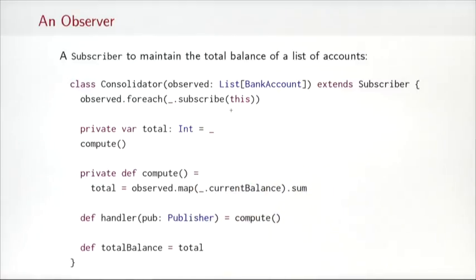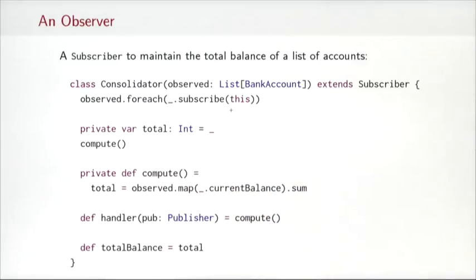Consolidator is a subscriber. So what this consolidator does initially is it subscribes itself to all observed bank accounts as an initialization action, observed for each subscribe this. What it needs to do then is maintain a variable, which is the total sum of the balances of all the bank accounts. I have written here private var total Int equals underscore. That means that the variable is initially uninitialized. That's what the underscore does here.